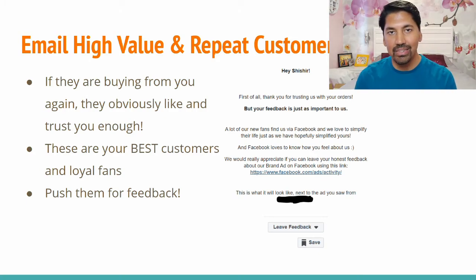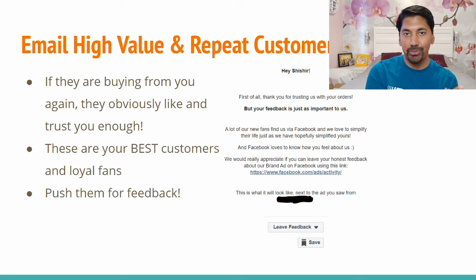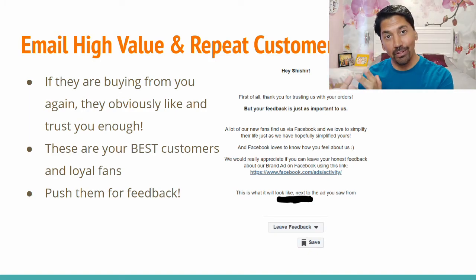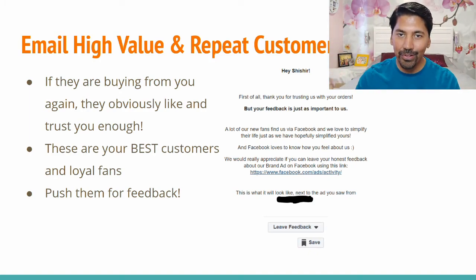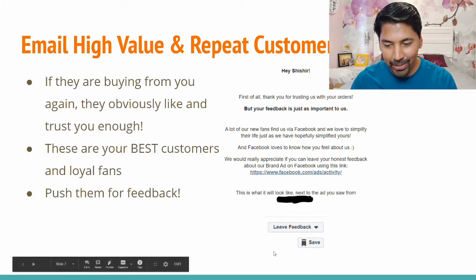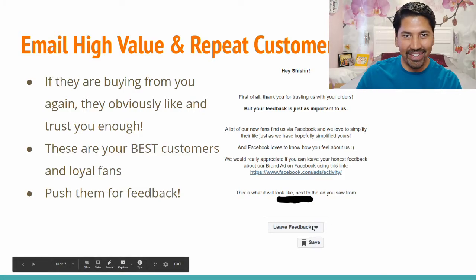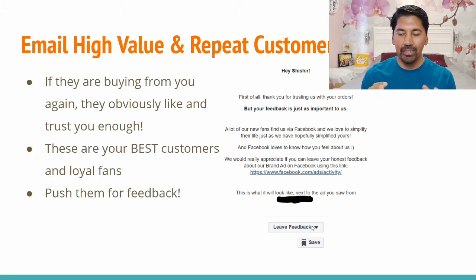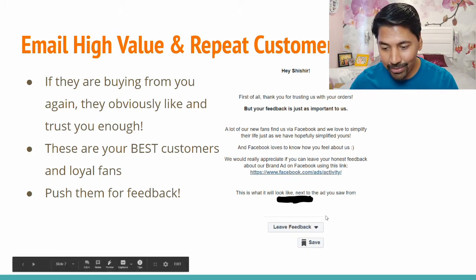So what I do is, on Klaviyo, which I use personally, I have an automation set up that pulls these returning customers into a separate email flow, right? And this email flow encourages them to, again, provide feedback on that brand ad. You can see the same link here from the previous slide. And I also put in a little screenshot of what it will look like once they click on that link, right? So again, it gives them that familiarity with it. They know what to do. This is what it will look like once they click on the link, and this is how they should leave their feedback.